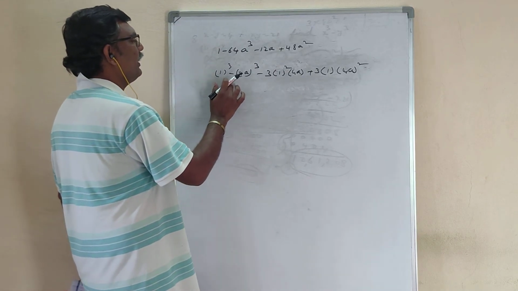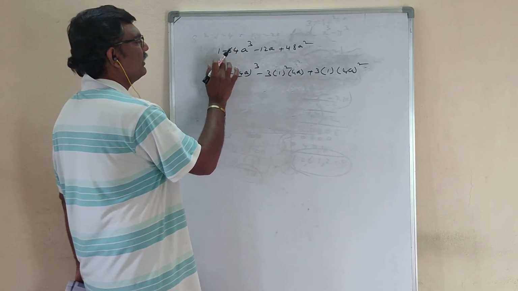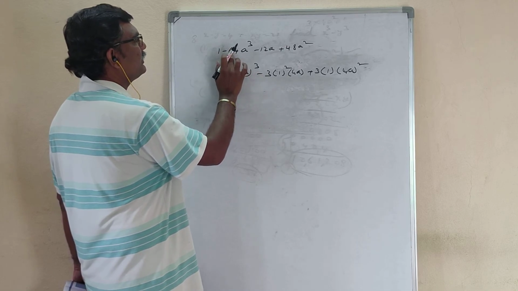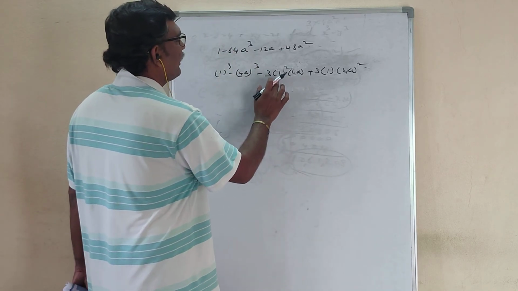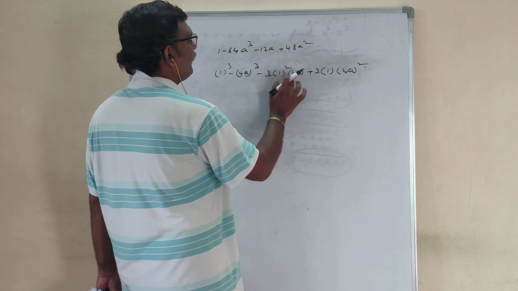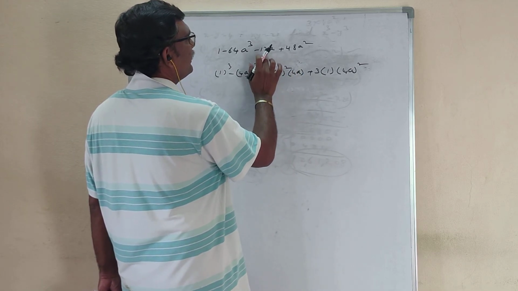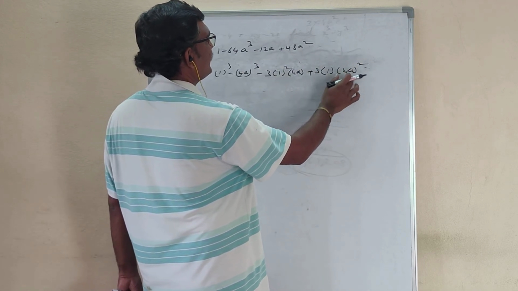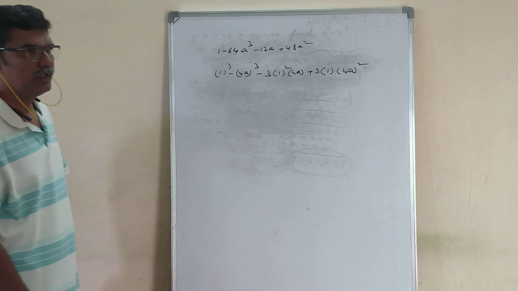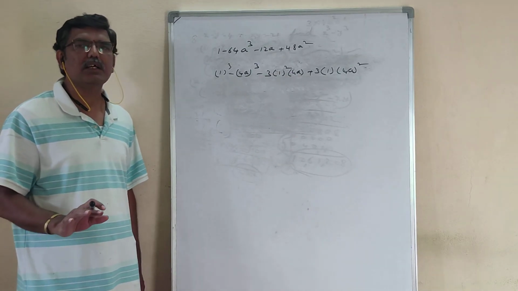1 cube means 1 into 1 into 1. 3 times if you multiply, you are getting 1. 4a whole cube is nothing but 64a cube. Its sign is minus, minus is 1. Now come here. 1 square is 1. 3 into 4 is 12a. Minus 12a. You got it. 4a whole square, if you expand, you are getting 16a square. 16a square into 3 is 48a square. So everything with the signs is correct.